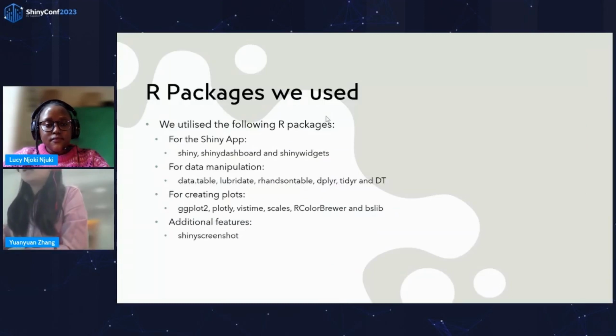Yeah. So here is a list of R packages we used in our app. For example, shinydashboard and rhandsontable, which is a data grid component with an Excel appearance, and also the timevis package, which is a really useful R package that can create the Gantt chart. And for the additional features, we use shinyscreenshot, which can take a screenshot of the full screen or any graph you want.